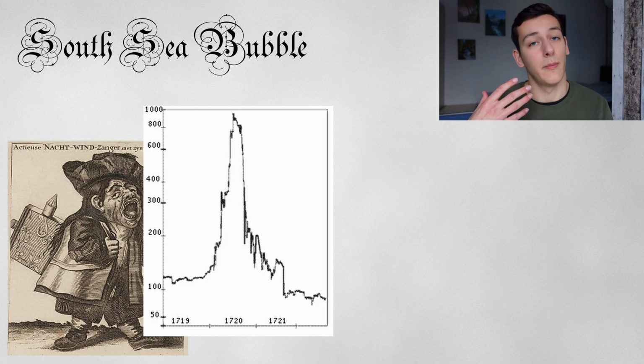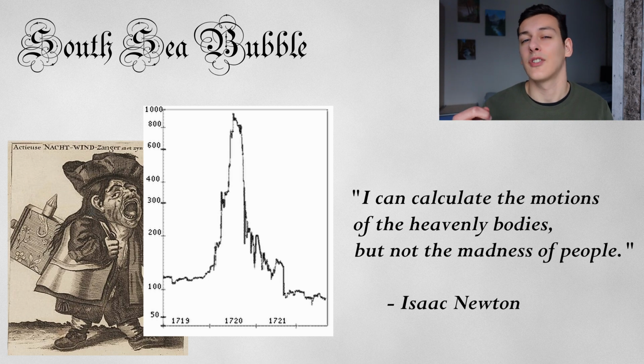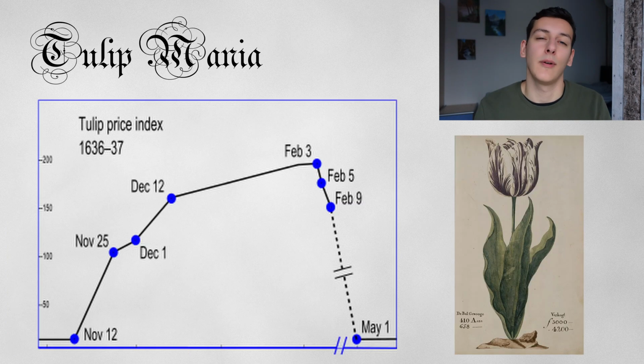We can go way back to the South Sea bubble in the 18th century, where even the smart Isaac Newton got caught in the madness and lost a lot of money during that period. And how about the tulipmania in the Dutch Golden Age, where at the peak some tulip bulbs actually sold for more than 10 times the average income of a skilled artisan.